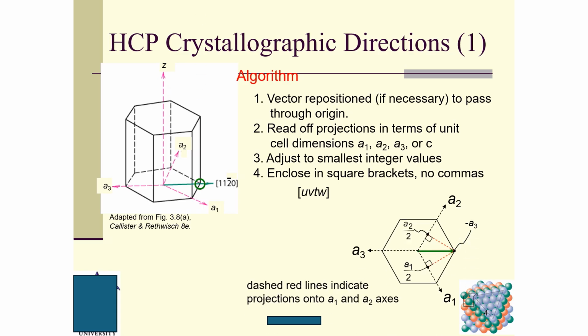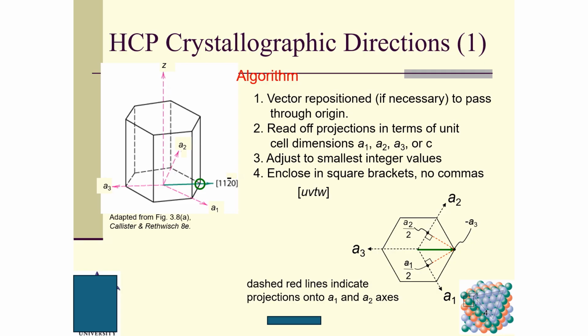For example, for this direction, this is the center, also the origin of our XYZ coordinate system. I'm going to show you how we can get 1, 1, 2, 0. Here, if we just look at the 2D plane, we have this hexagon, this is the center, and here is a vector. So this is a1, this is a2, and we have this a3 here, right?